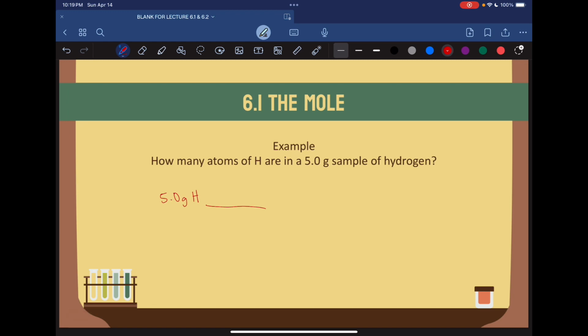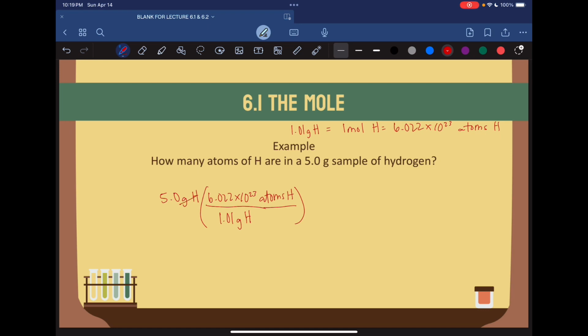It looks like 1 mole of hydrogen will have 1.01 grams. And we know that 1 mole is also 6.022 times 10 to the 23rd atoms of H. If I wrote out my long equivalence statement, it would be 1.01 grams of hydrogen is equal to 1 mole of hydrogen. And we know that 6.022 times 10 to the 23rd atoms of hydrogen.